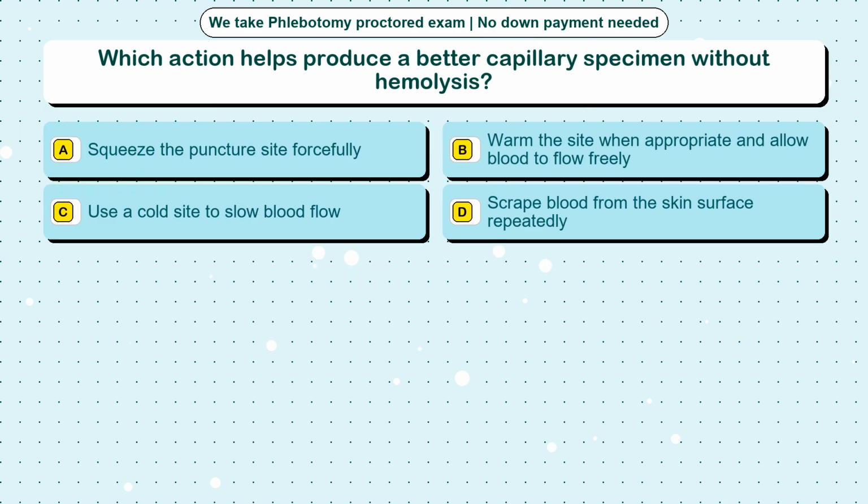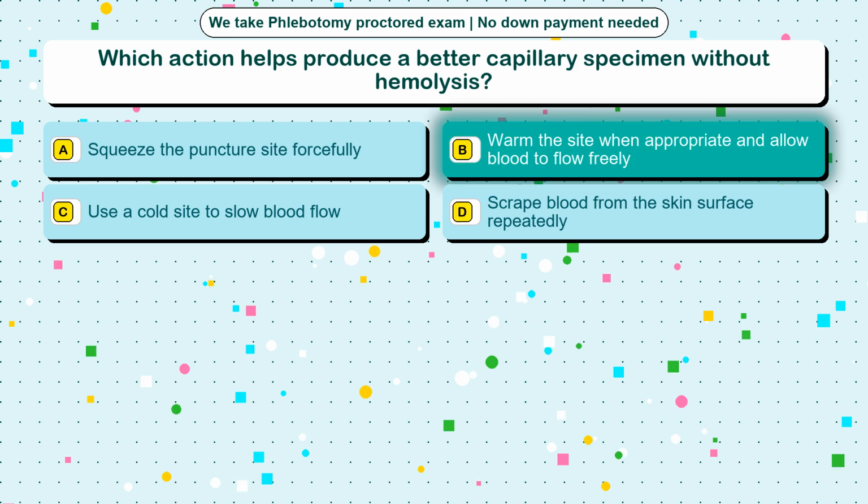Question 7. Which action helps produce a better capillary specimen without hemolysis? Option A. Squeeze the puncture site forcefully. Option B. Warm the site when appropriate and allow blood to flow freely. Option C. Use a cold site to slow blood flow. Option D. Scrape blood from the skin surface repeatedly. The correct answer is option B.